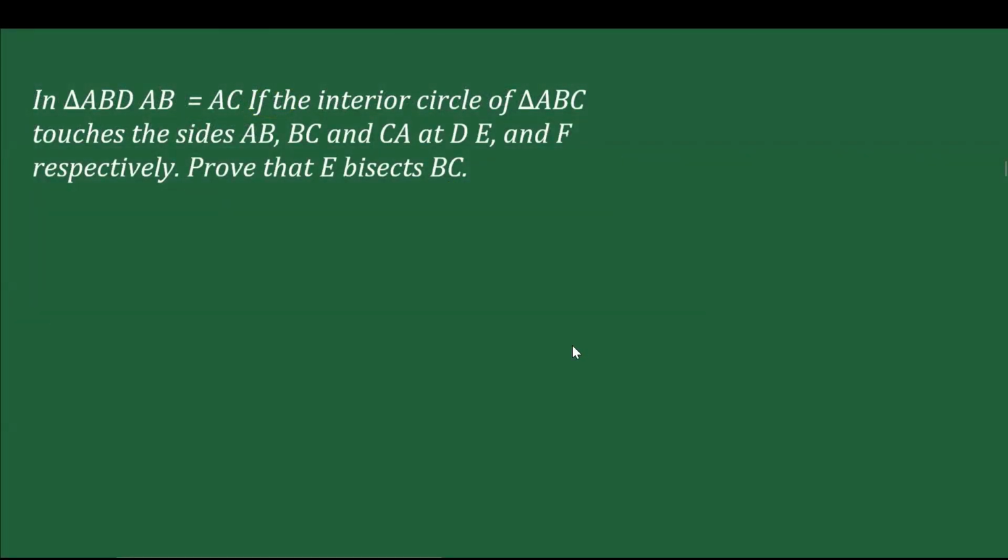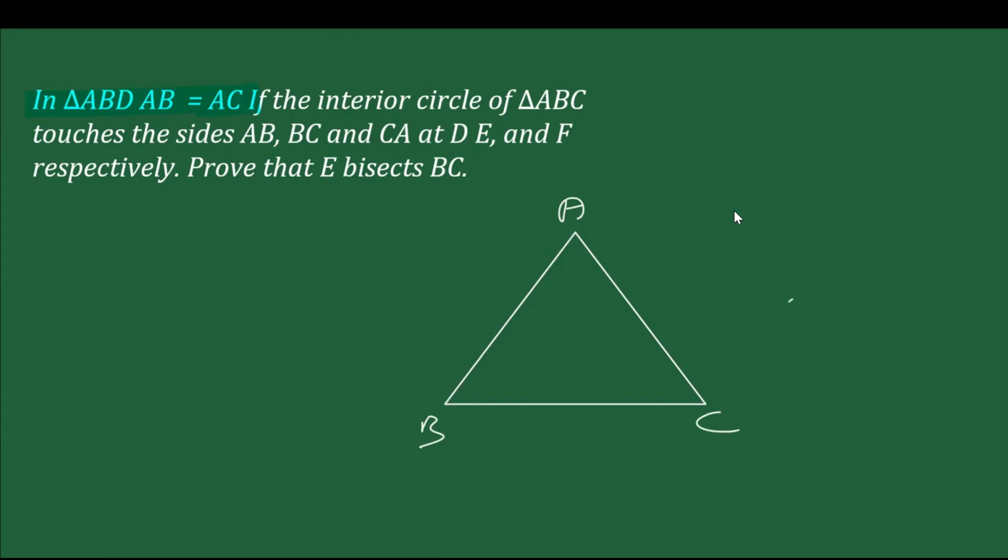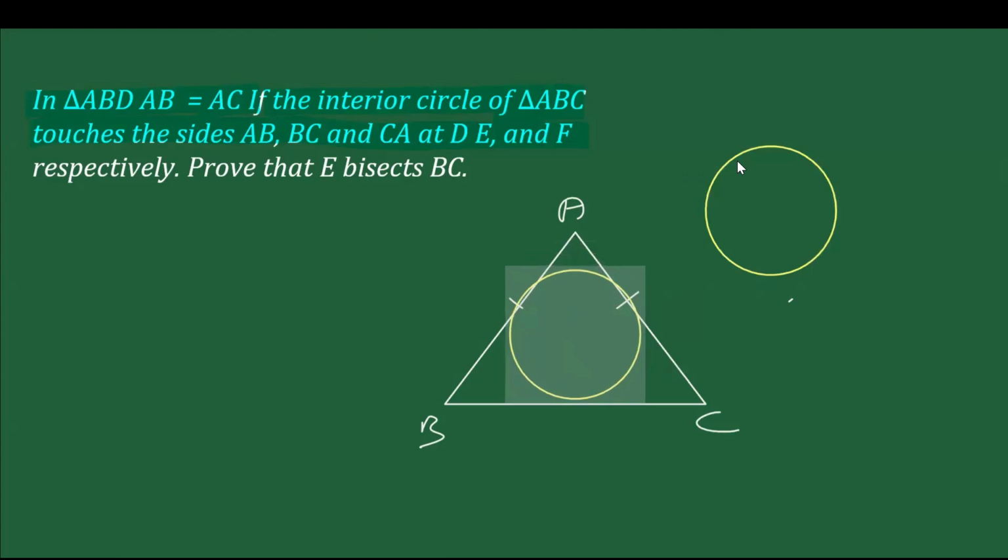In this question from the chapter circles, it says triangle ABC. We have AB is equal to AC. So let's make a triangle first. I made a triangle over here, keeping in mind that the length of AB is equal to AC. So these two sides are equal. Further, he says the incircle of triangle ABC touches the sides AB, BC, CA at these points. So that means we have to make a circle which touches all three sides.